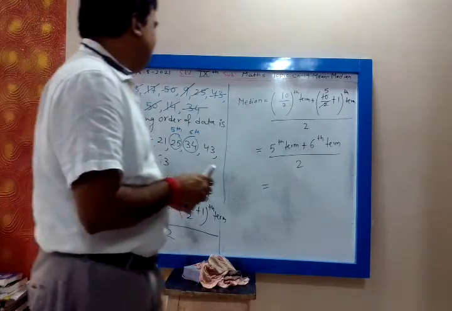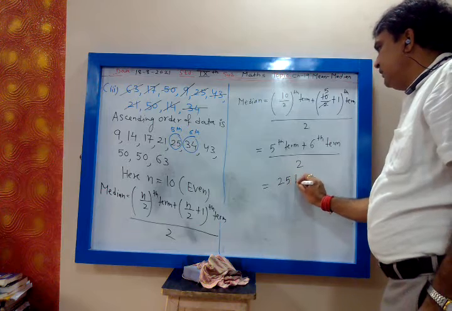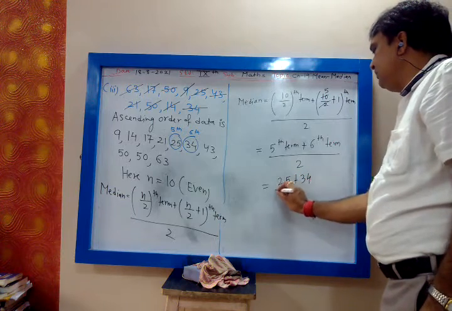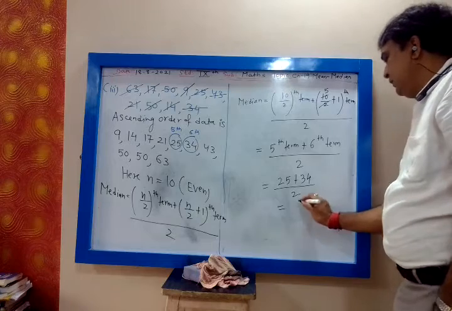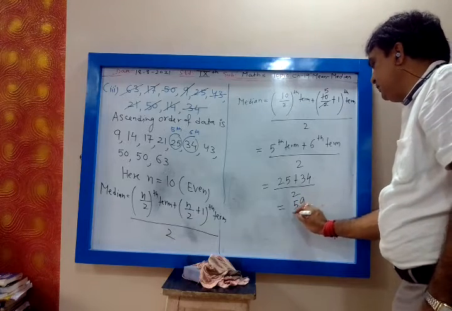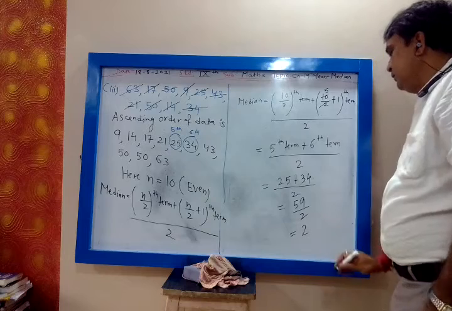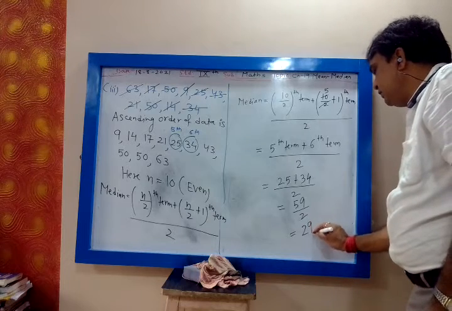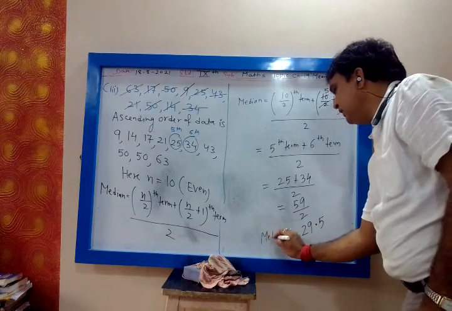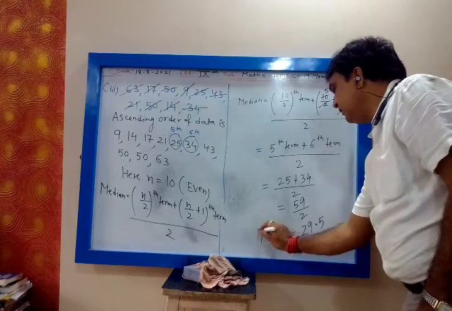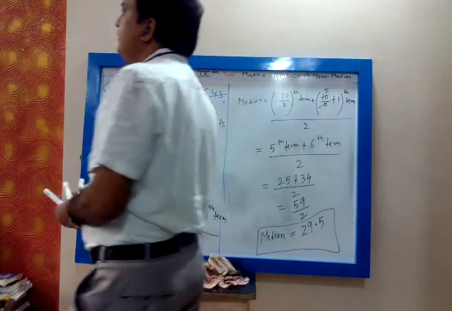So the 5th term is 25, the 6th term is 34, divided by 2. Add them. That is 59. 59 divided by 2. 2 2s are 4, 2 9s are 18. 29.5. So my median is 29.5.